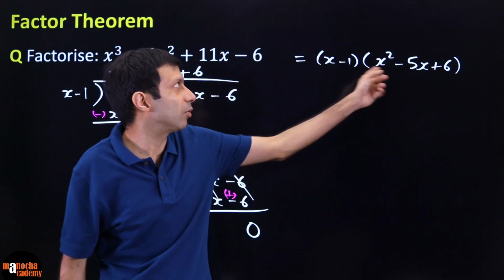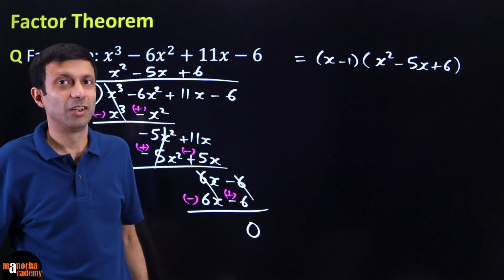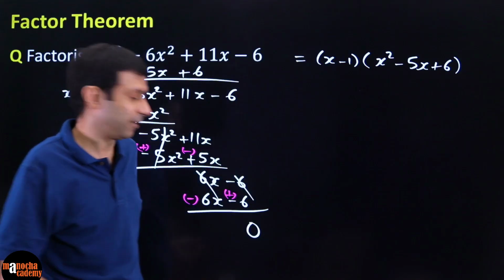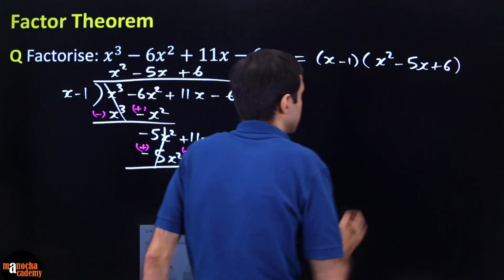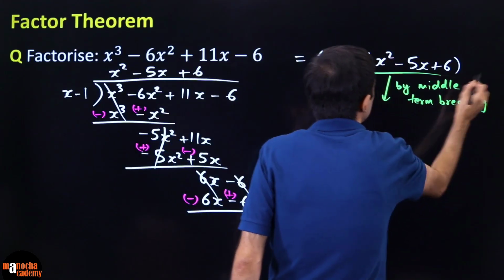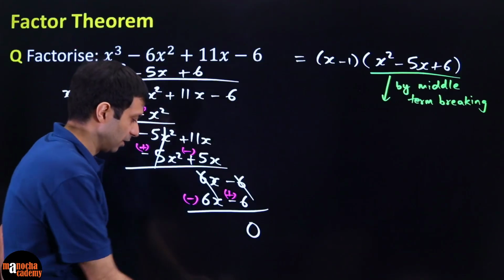So can you guys break down x square minus 5x plus 6 with me? We can use middle term breaking here. We are going to do middle term breaking only on this part. So what do we get here?